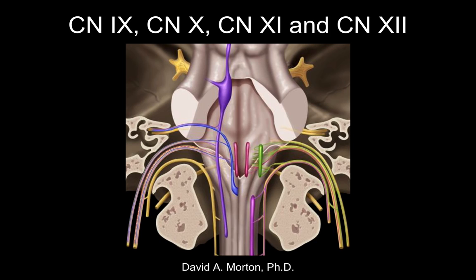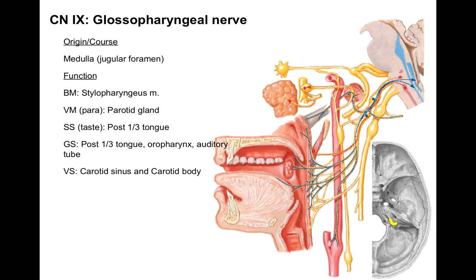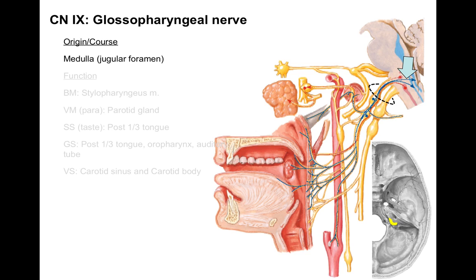Let's talk about cranial nerves 9, 10, 11, and 12. So cranial nerve 9 is the first one that we're going to go with, the glossopharyngeal nerve. Now this nerve, use the same picture for teaching this whole thing. It's going to arise from the medulla oblongata along with cranial nerves 10, 11, and 12.